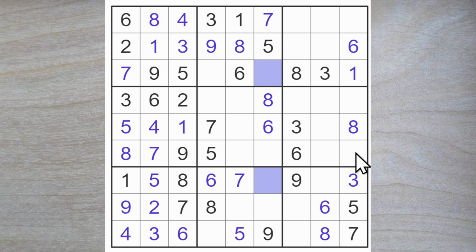We also have a 2 or a 4 here. We need a 2 for a 1 and a 3 across here. We have a 1 and a 3 blocking here. So this is a 2 or a 4, yes.